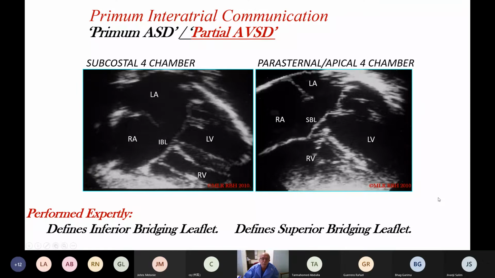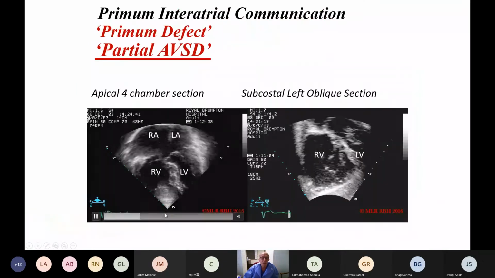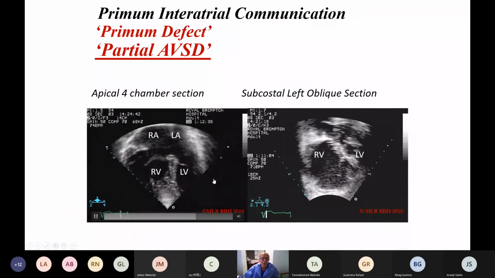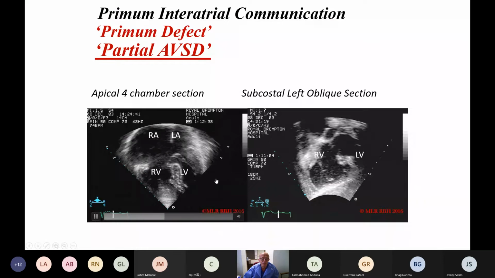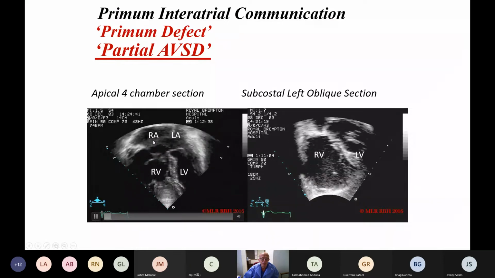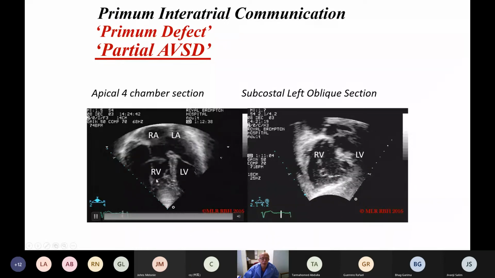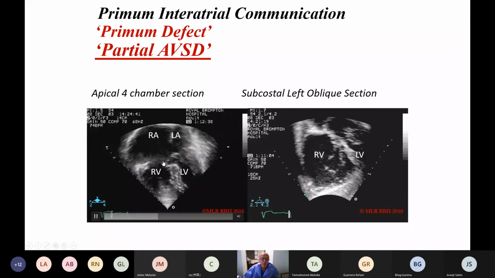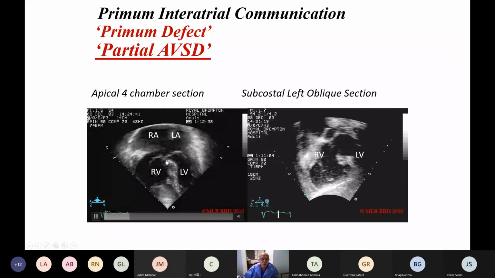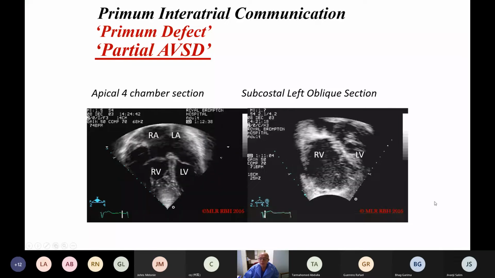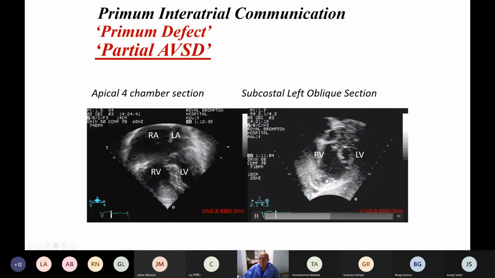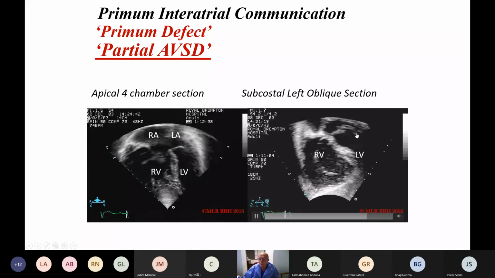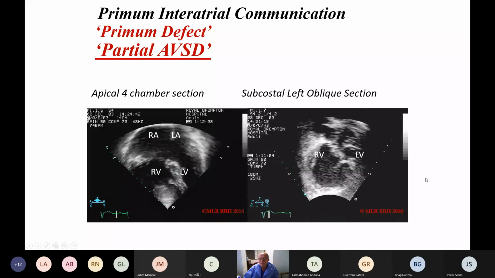It's very frequent. For example, in this adult man, he's 25, late presentation, primum AVSD, right heart dilatation, of course. This is the apical four-chamber view. There's the recess under the superior bridging leaflet. And even the subcostal four-chamber view in this adult patient clearly shows the two valve orifices and the three leaflet valve in the left ventricle.